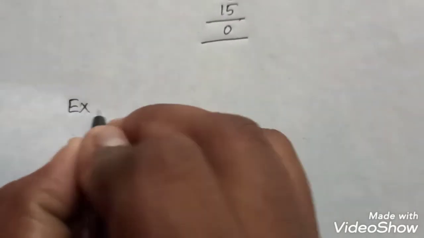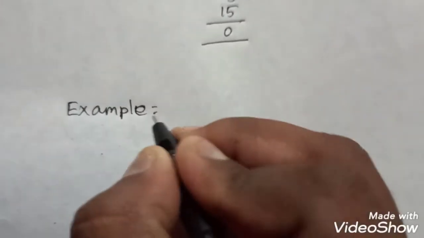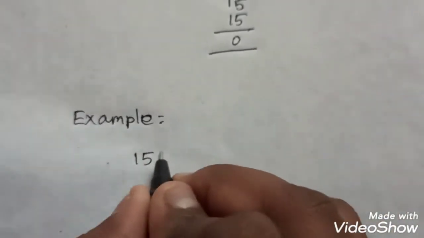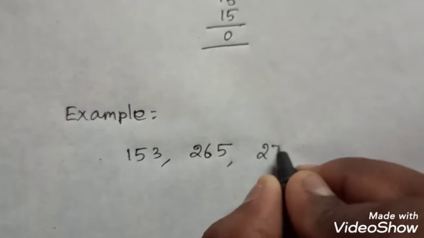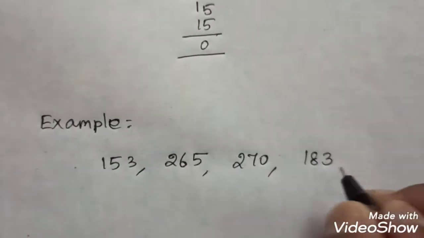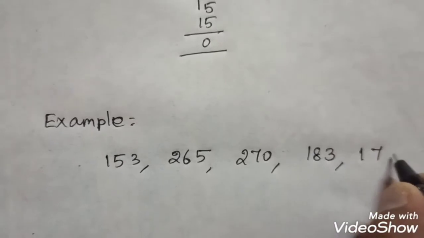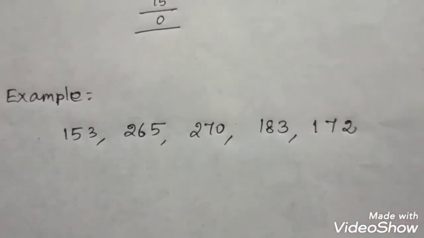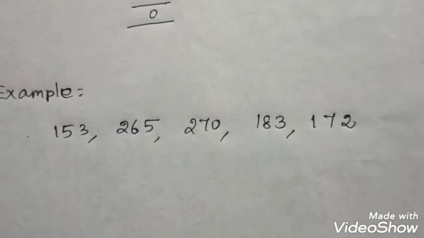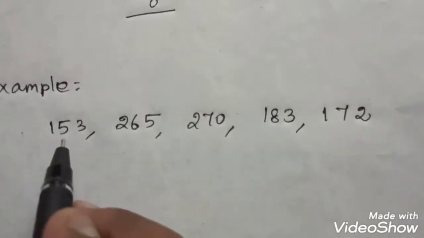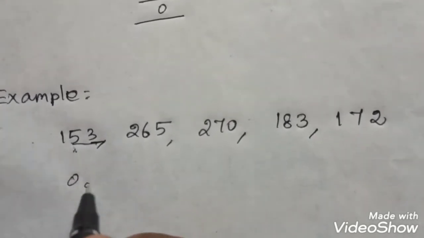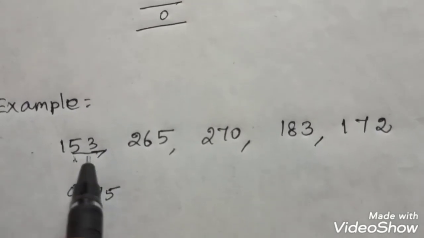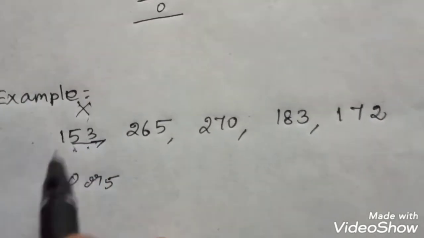I will show another example. Here you have to verify it: 153, 265, 270, 183 and 172. I take 5 numbers. Which of these numbers are divisible by 5? For the first number, the unit digit is 3. What is the condition? It must be 0 or 5. Here it is 3, so this one is not divisible by 5.